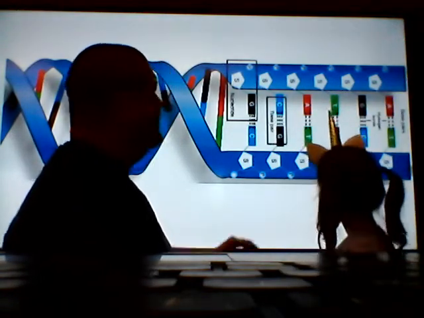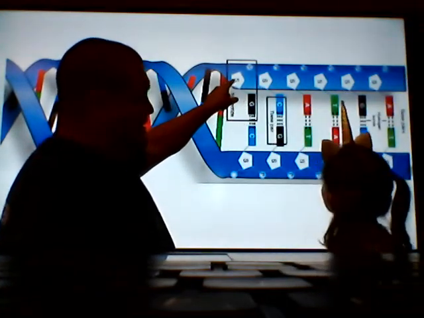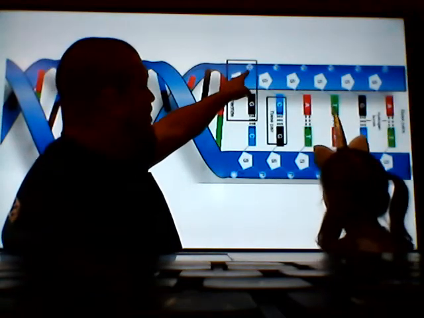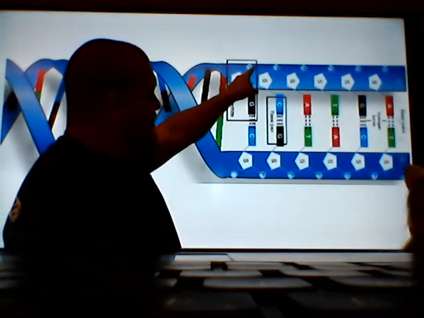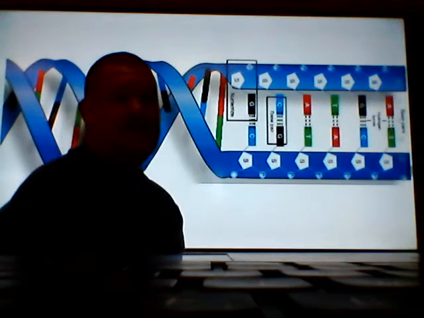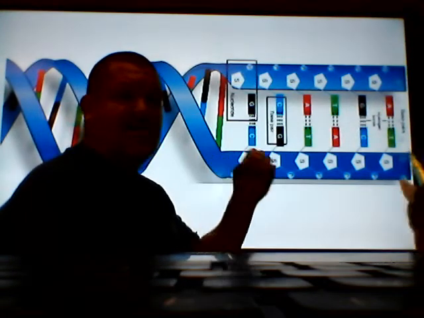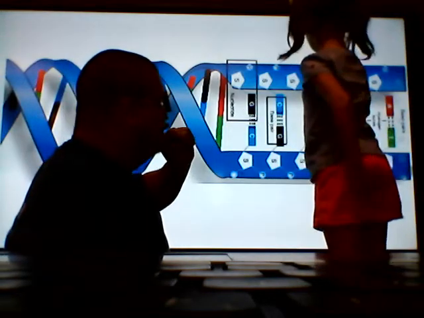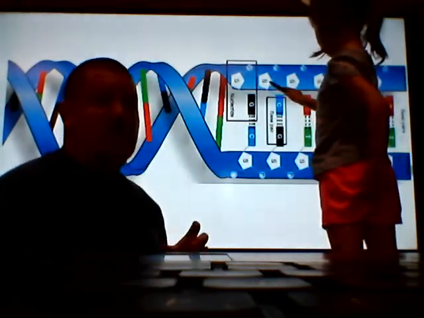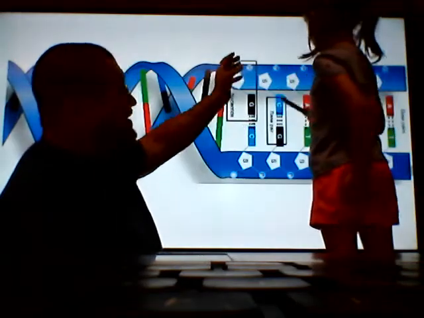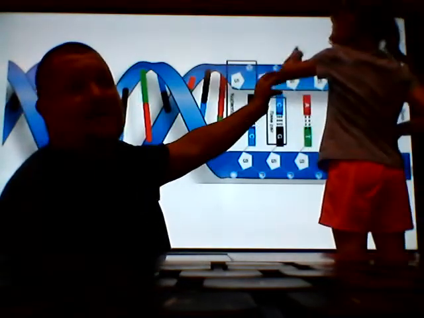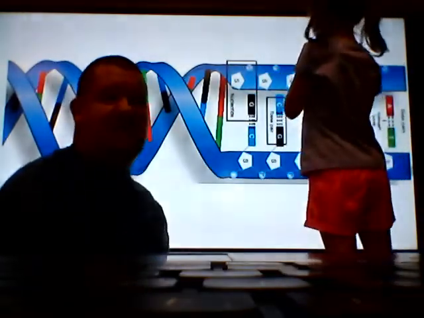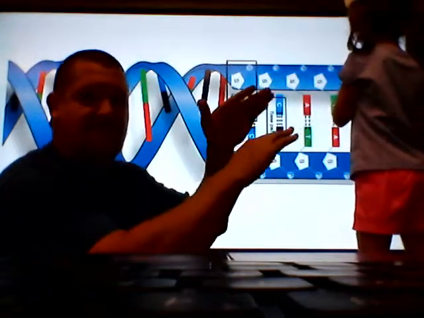So this is what letter? S. What's that? P? It's a P, right? So we have this sugar phosphate backbone. And then we have a nitrogenous base. So we have sugar, phosphate, sugar, phosphate, sugar, phosphate, sugar, phosphate, sugar, phosphate, all the way down, right? Making this backbone of the helix.